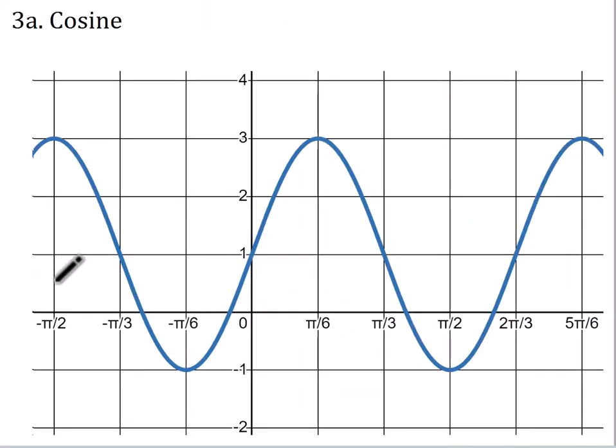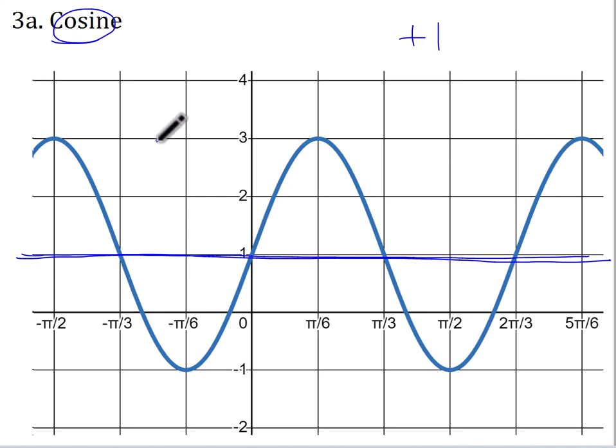I want to talk about a graph that could be either sine or cosine, because our graphs all look really similar. So we could actually write it both ways. And so some parts of this are going to stay the same for both equations, and some parts are going to be different. And so here, we know that the middle is 1, so we know that this is going to have a plus 1 at the end of it. And we're trying to write this as cosine. And so cosine starts here and ends here.